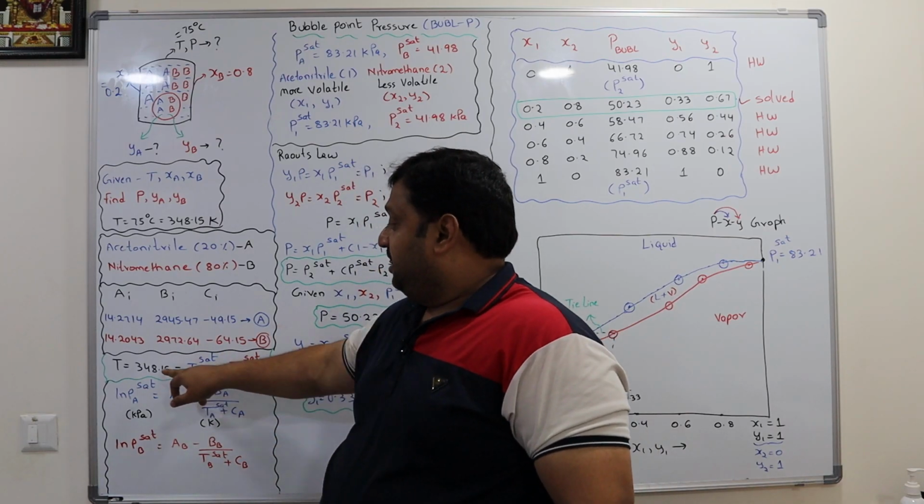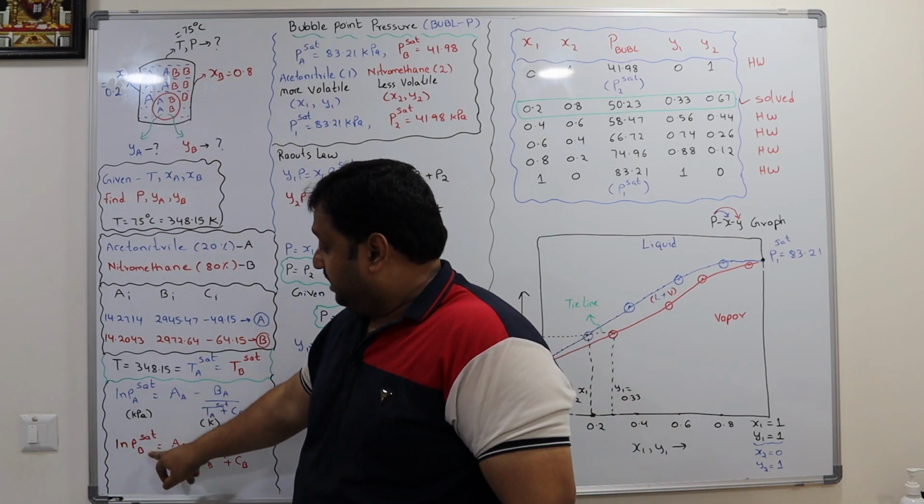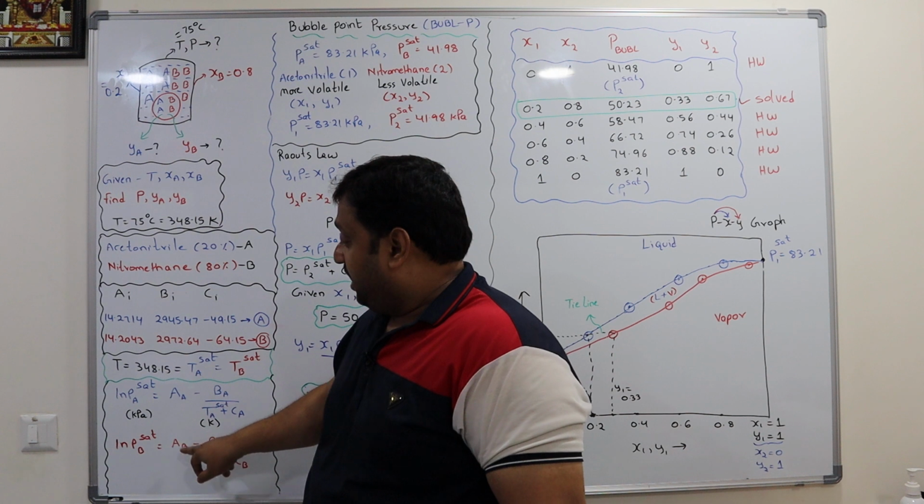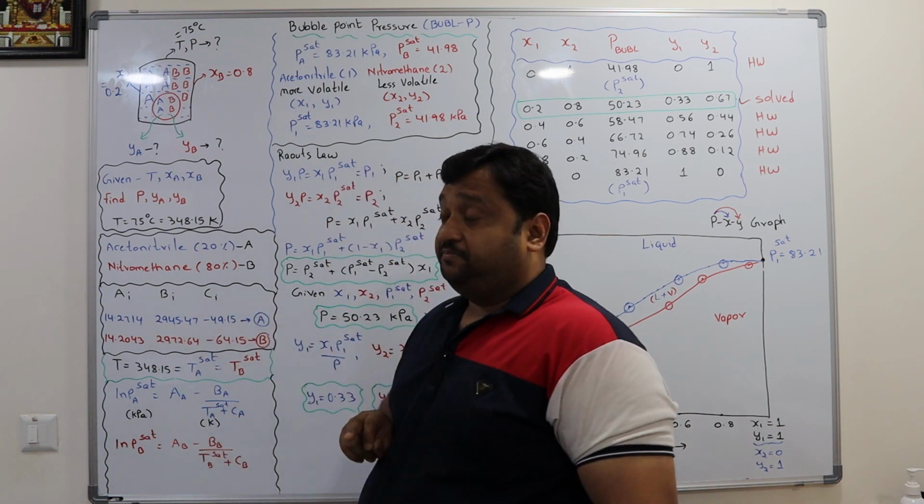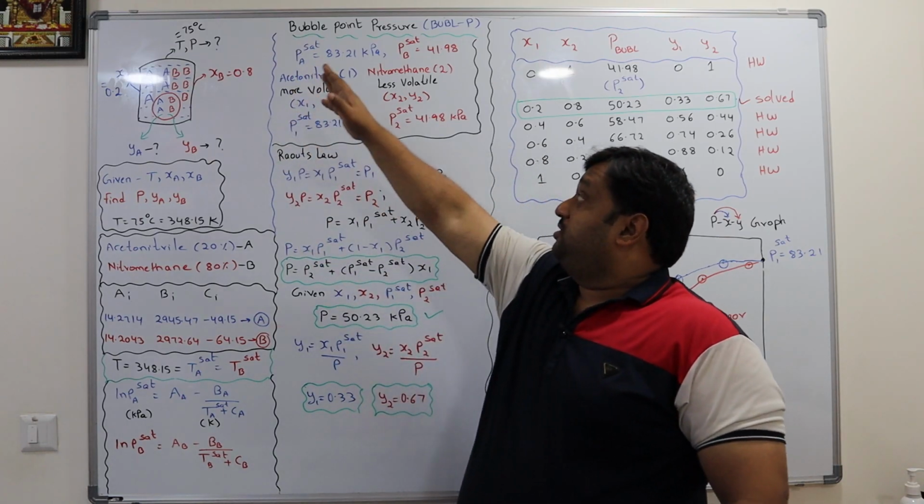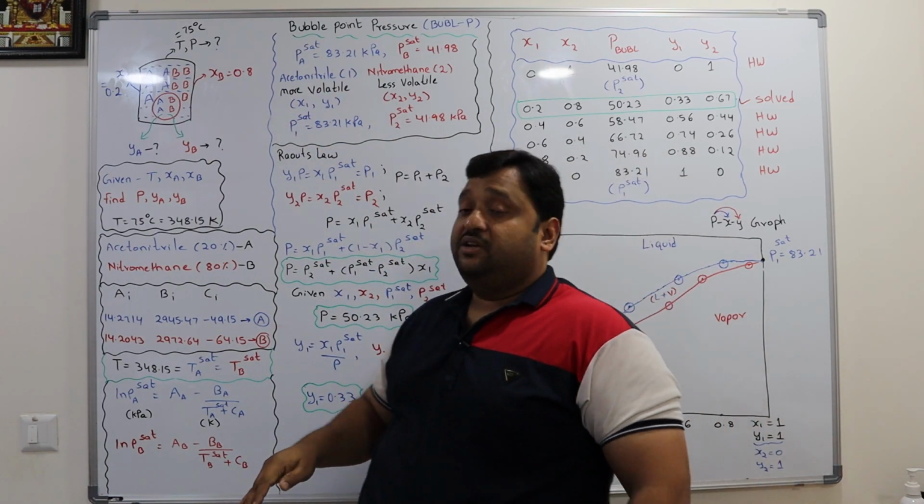At this temperature, designated as 75 degrees centigrade, PA sat and PB sat can be calculated using the Antoine equations with the A, B, C constants that were provided. So now the bubble point pressure calculations start.